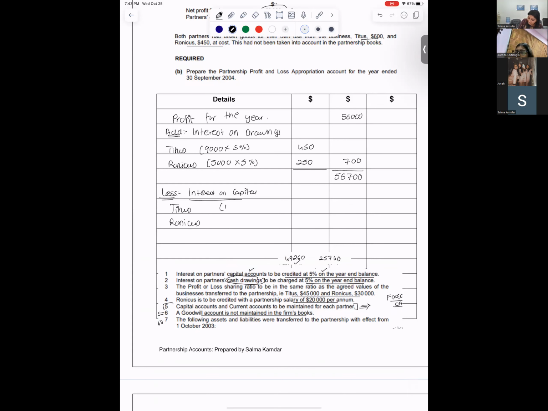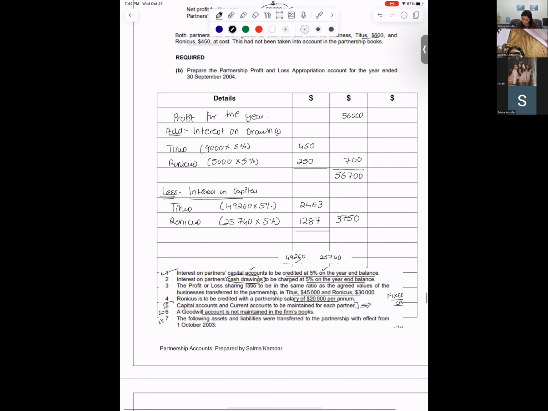49,260 into 5% on the year-end balance. And for Ronicus, it is 25,740 into 5%. So what is the amount? 2,463 and 1,287. So this is how much? 3,750. So we finish interest on capital, we finish interest on drawings.